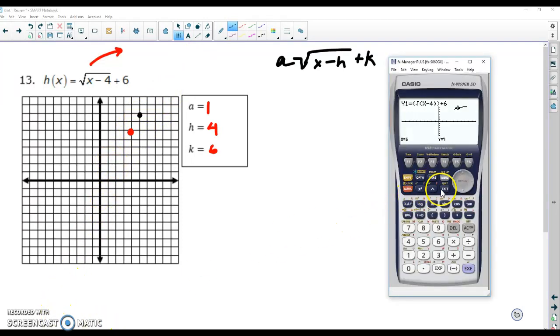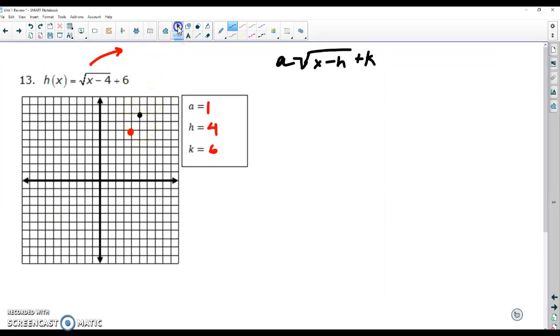And then we'll try 6, 7, 8. At 8, it's at 8. So 8, 8.